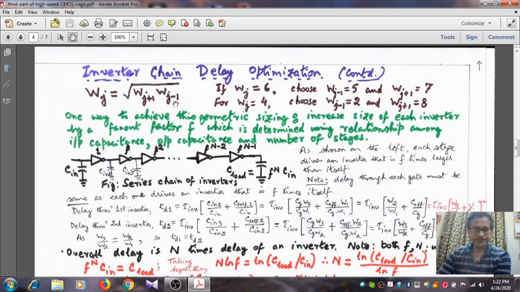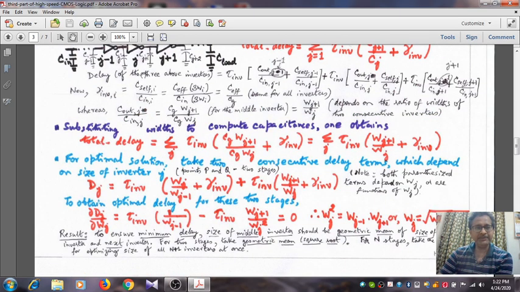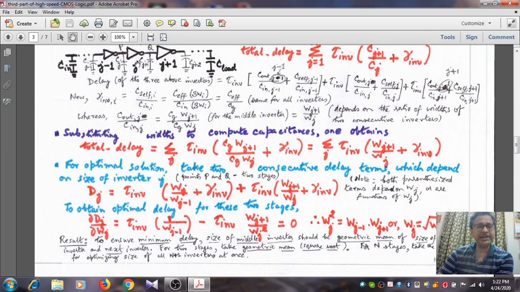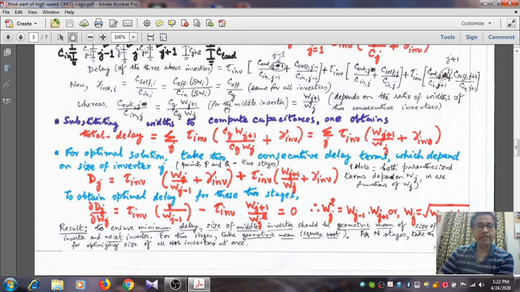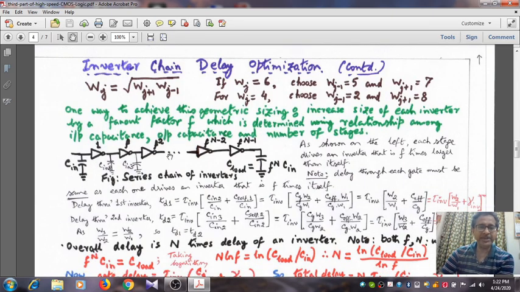Say three inverters are there. If the middle inverter is of size 6, so 6 square should equal 5 into 7, since it should be the geometric mean of this and this. So 5 into 7 is 35, while 6 square equals 36. So roughly this can be 5, 6, 7. But for an exact value, suppose this is 4, then this can be 2 and this can be 8, because 2 into 8 equals 4 square. So it can be 2, 4, 8. But we need something more precise.